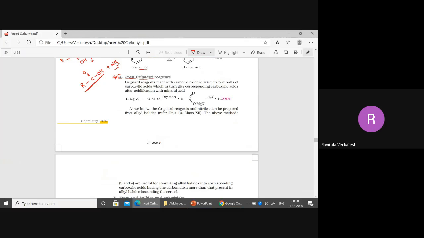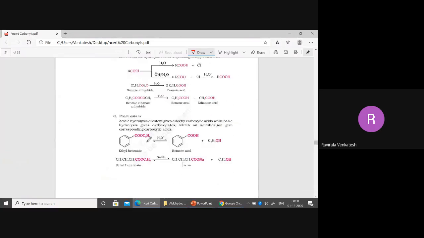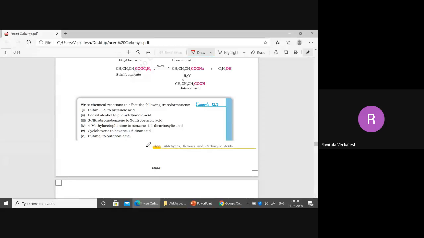So here only we discuss. Tomorrow we'll see the remaining preparation methods, the 5th and 6th methods. And if you observe, some exercises are given. Butanal, CH3CH2CH2CHO, converting into butanoic acid. Which reagent generally will we take, beta? Any oxidizing agent, KMnO4, K2Cr2O7, will convert this one like this.